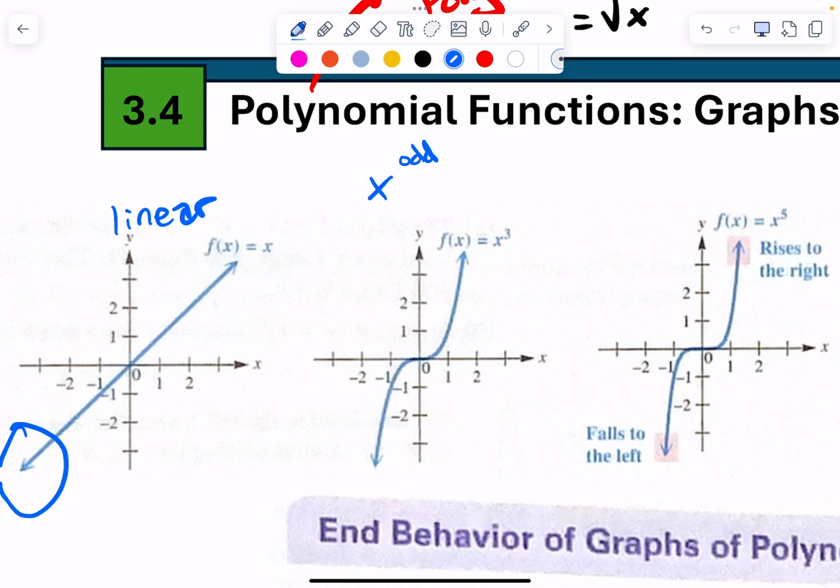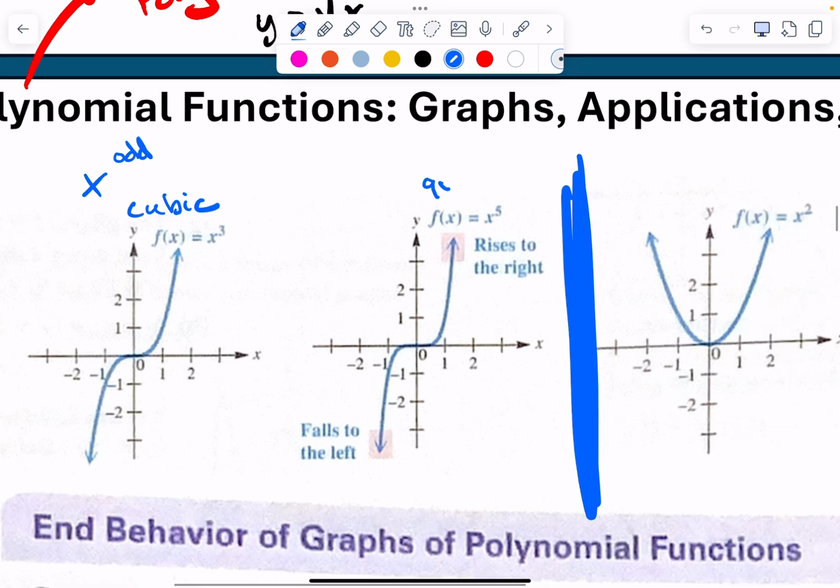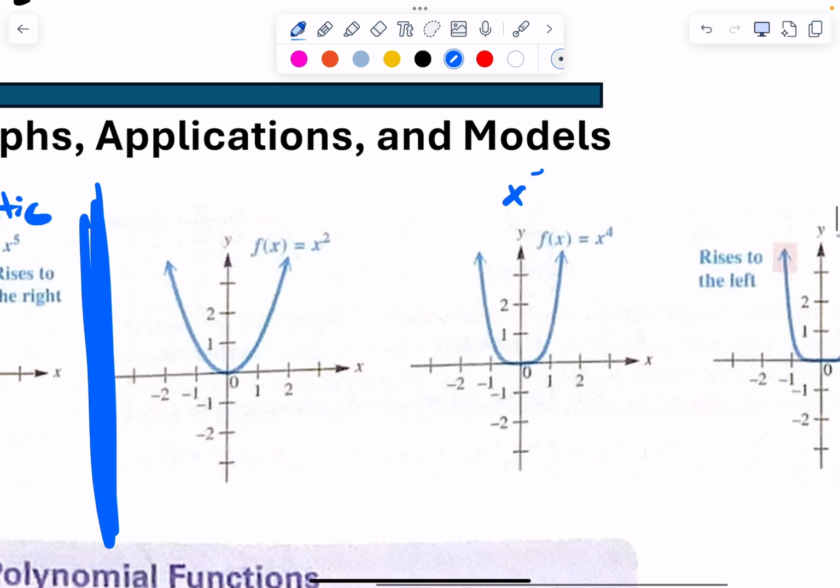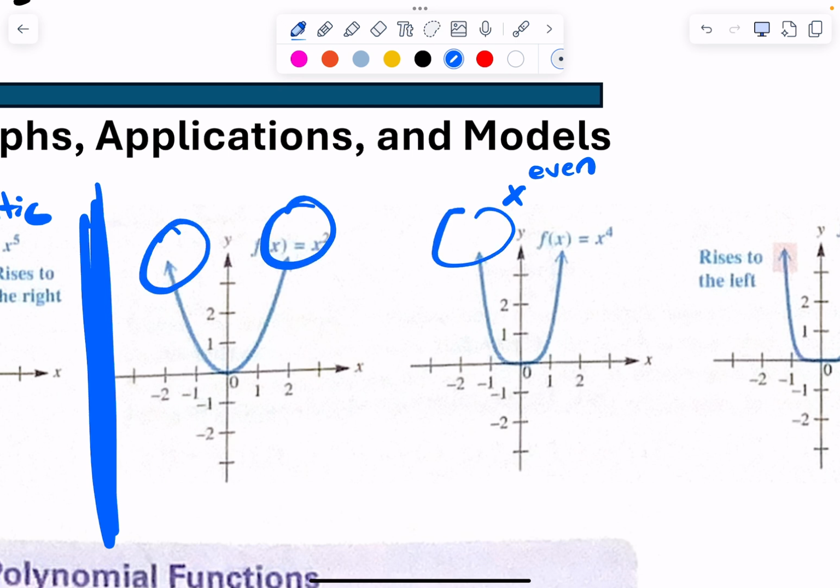And he starts and ends in opposite directions. Same thing with x to the third power, which is a cubic function. Starts and ends in opposite directions. X to the fifth power is a quintic function. Starts and ends in opposite directions, okay? These are all x to the even powers, and those are all going to end in the same direction. So up and up, up and up, up and up.